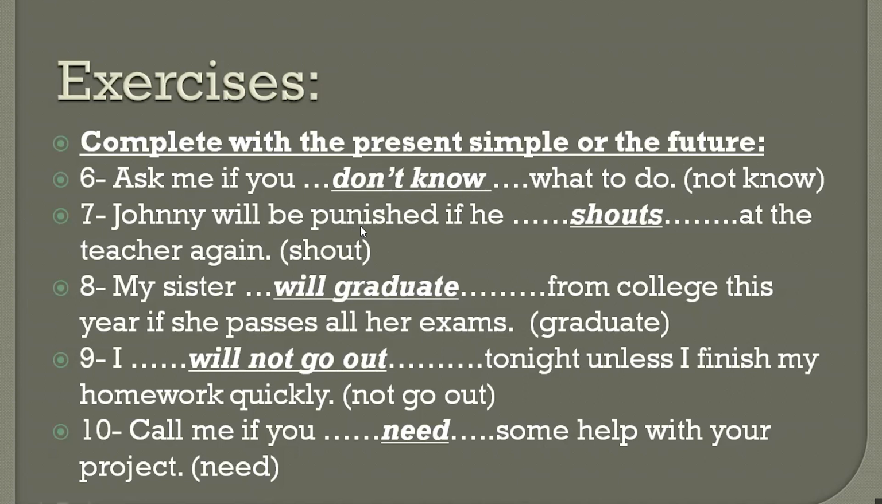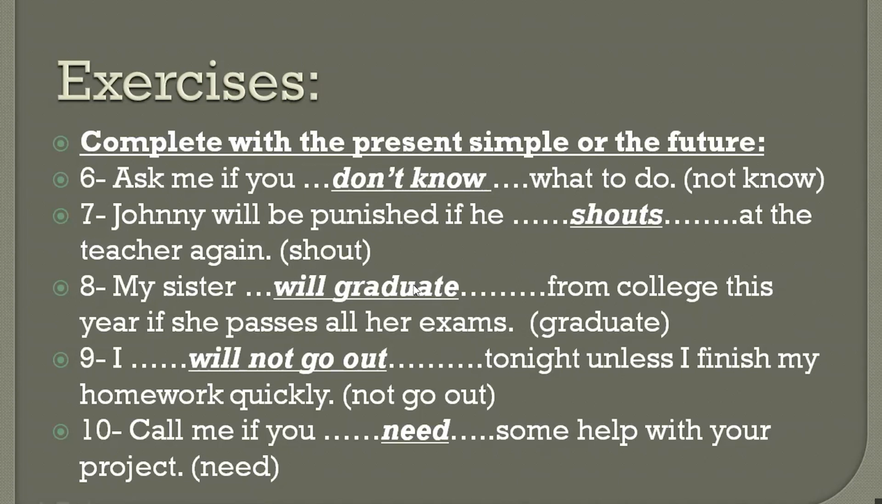Number 7. Johnny will be punished if he shouts at the teacher again. Present simple. Don't forget to add S. If you don't add S, then you have made a mistake, my friend. You gotta add S. Why? Because the subject is he. If the subject is he or she or it, you have to put S at the end of the verb when it's the present simple.